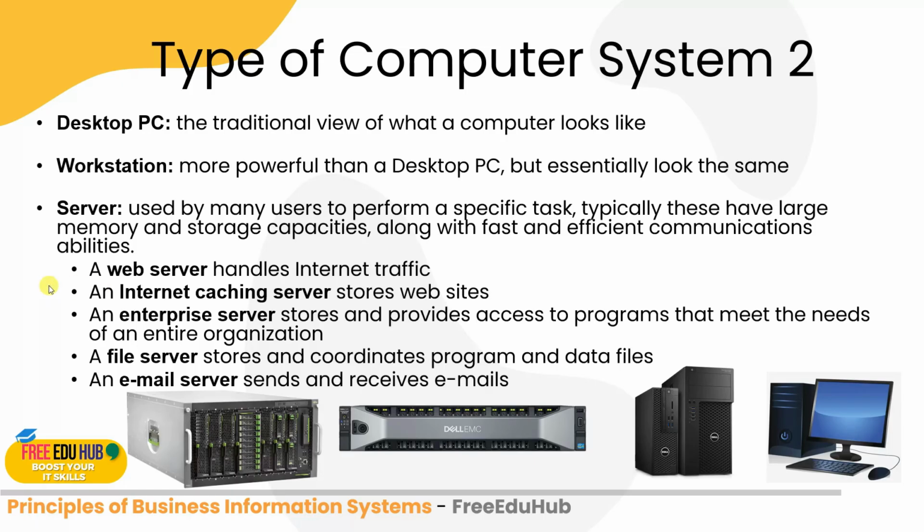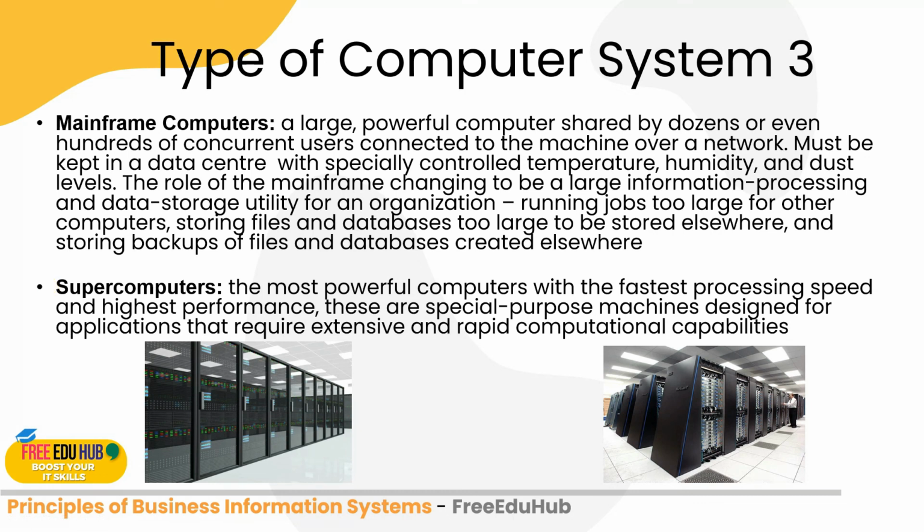After that we have mainframe computers. Now there is a difference between a mainframe computer like this one and a supercomputer. A mainframe computer is a large powerful computer shared by dozens or even hundreds of concurrent users connected to the machine over the network. It must be kept in a data center with specifically controlled temperature, humidity, and dust levels, because it generates lots of heat. Since lots of CPUs and computers are working together, the more computational power, the more heat it generates. That's why there is a temperature controlled environment where we maintain a specific temperature level in order to make sure that they are performing at optimal performance.